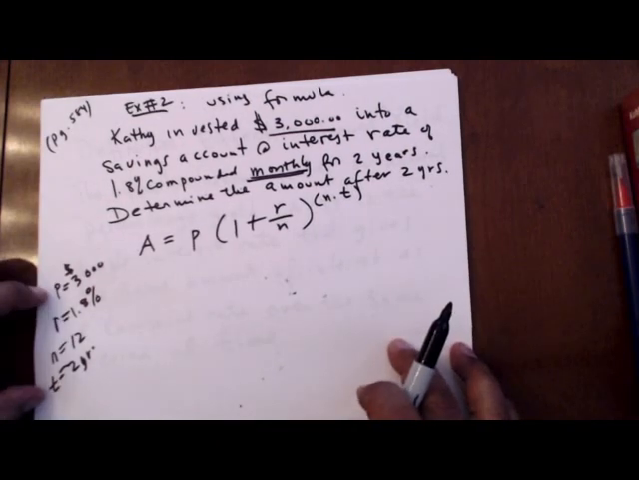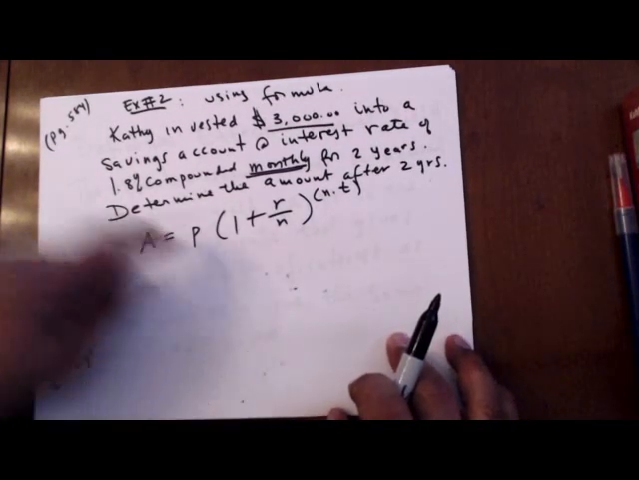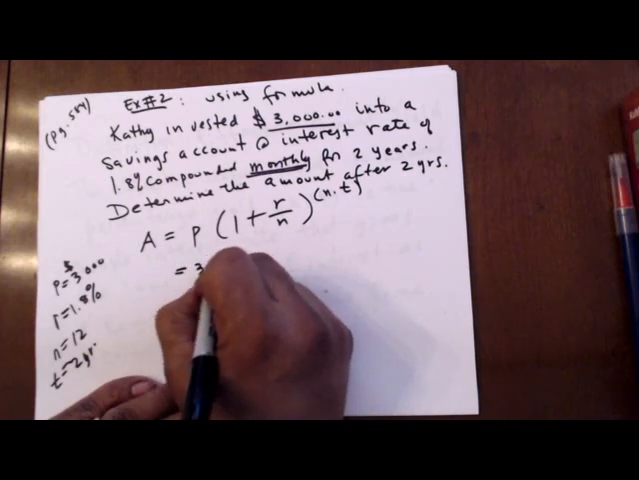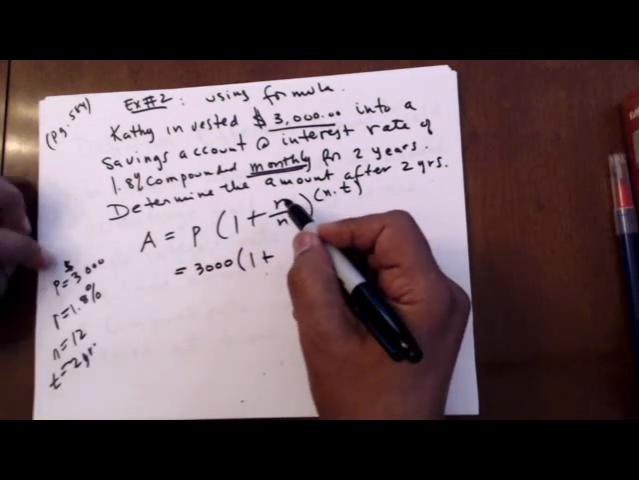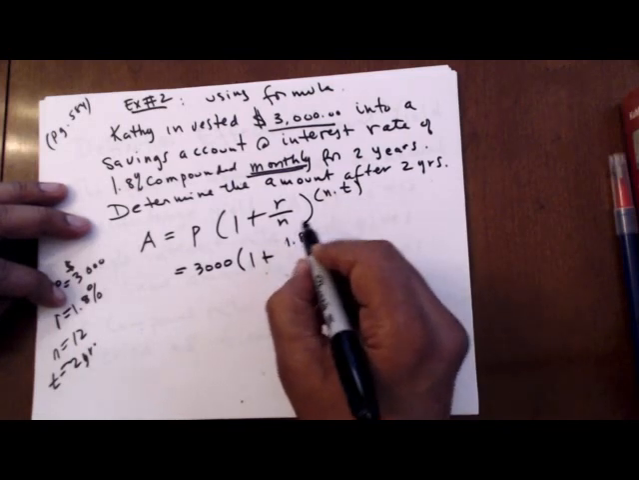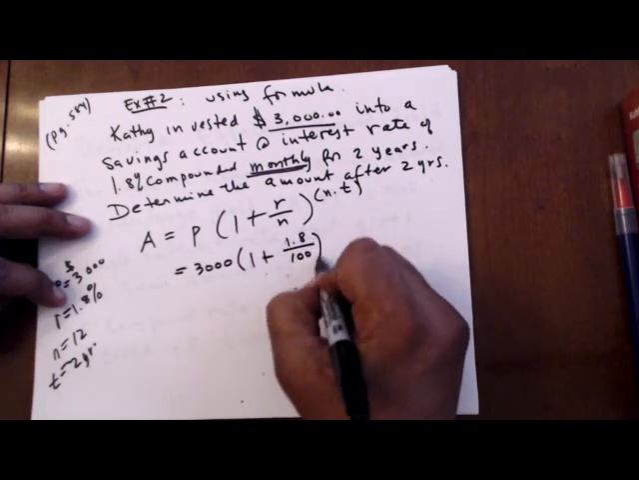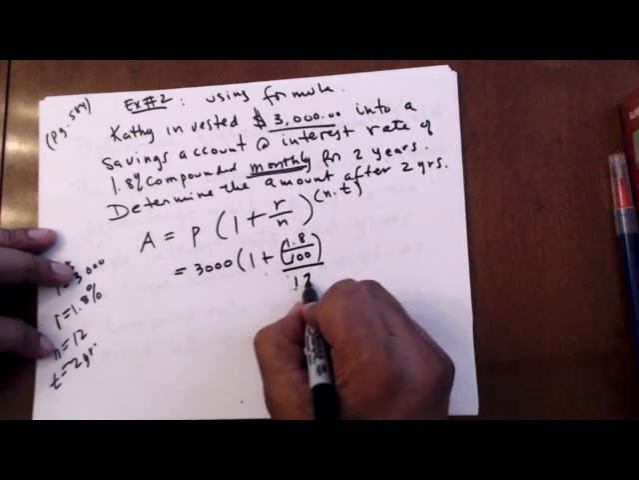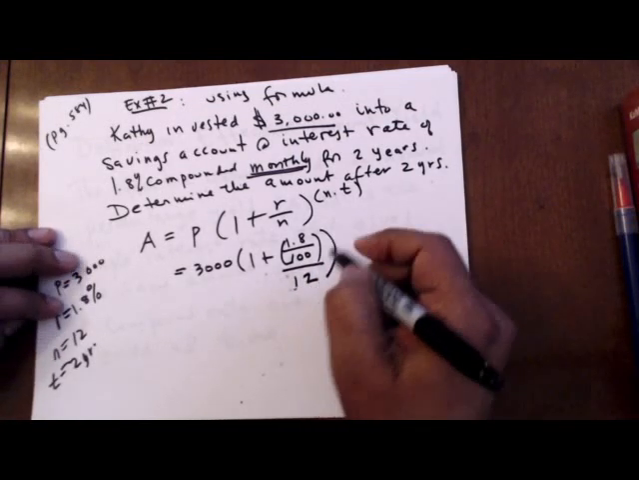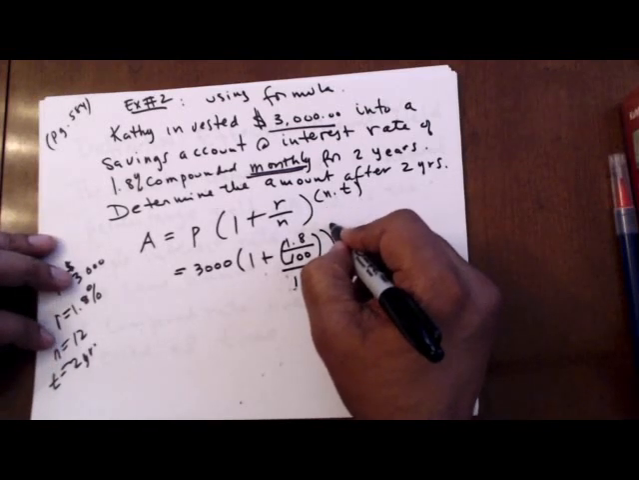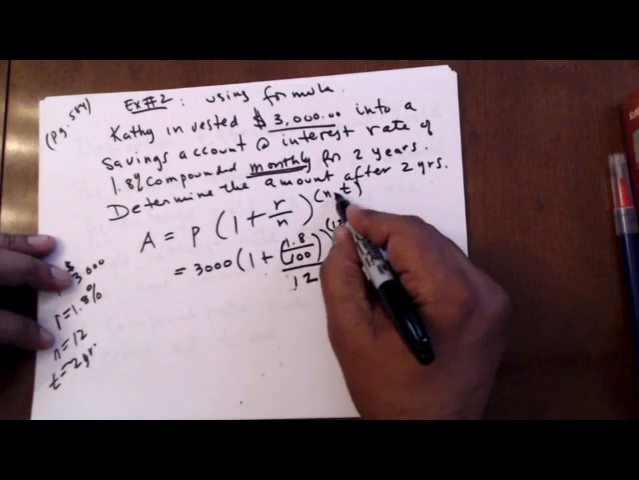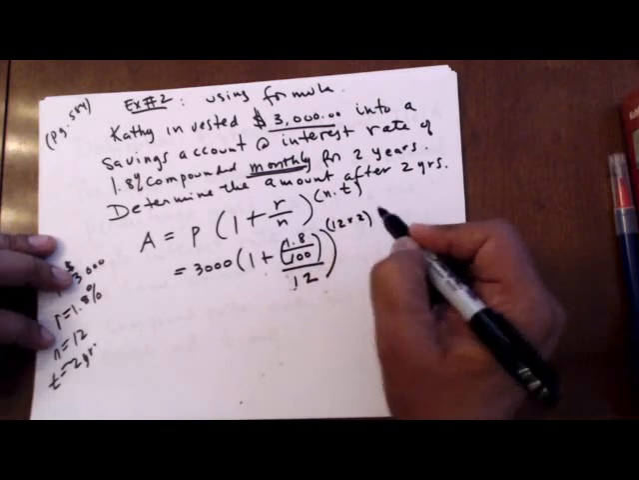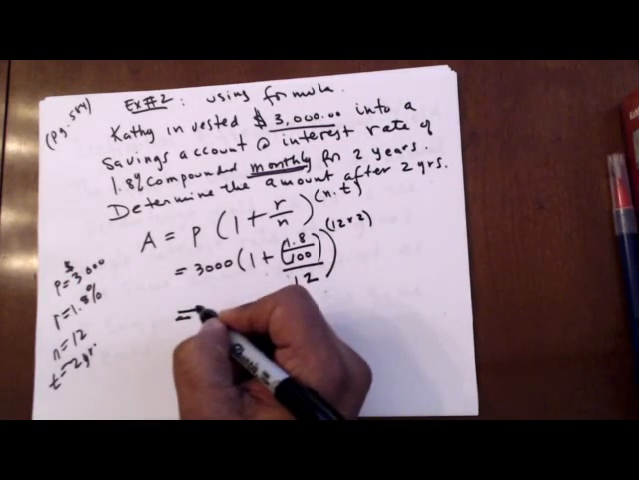So that's what we need to make sure that we know to be able to plug it into our formula. So for the total amount, this is going to be equal to what? 3,000. The rate is 1.8, we remember we have to divide by 100, and the n is divided by 12. And this has to be multiplied by n. n is equal to 12. And the t is equal to 2. So what is that equal to?